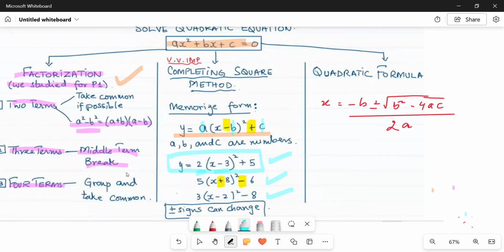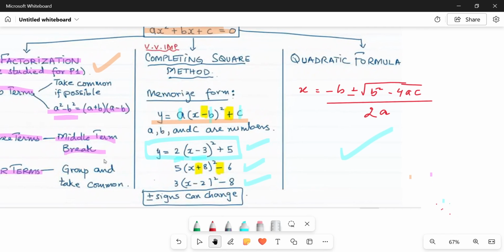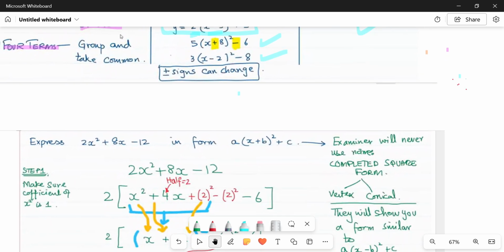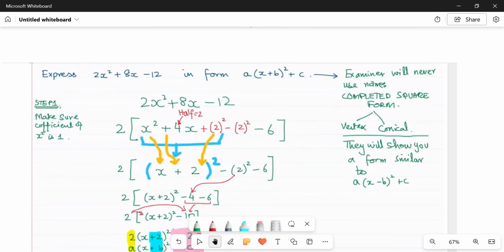Now the third part, we have already done this. This one is the quadratic formula, and you know what the quadratic formula is: x equals minus b plus or minus the square root of b squared minus 4ac, over 2a. We have done this and learned about the quadratic formula. So today's class is about completing the square. How are you going to solve a completing the square question?